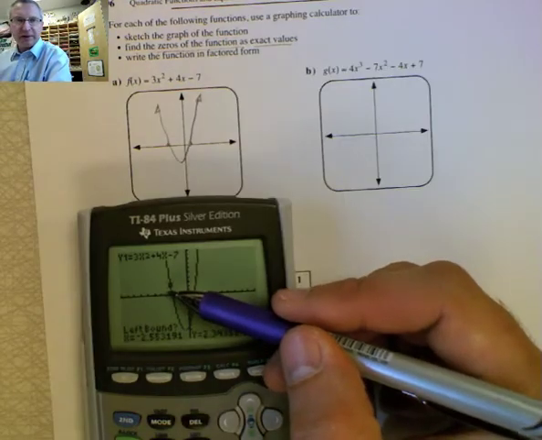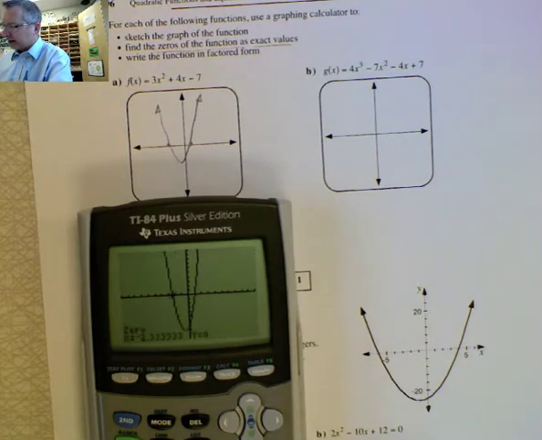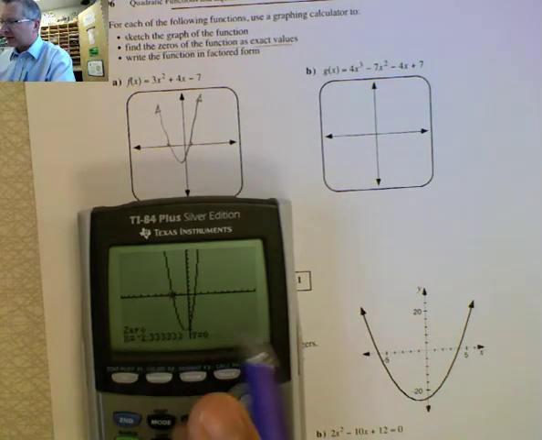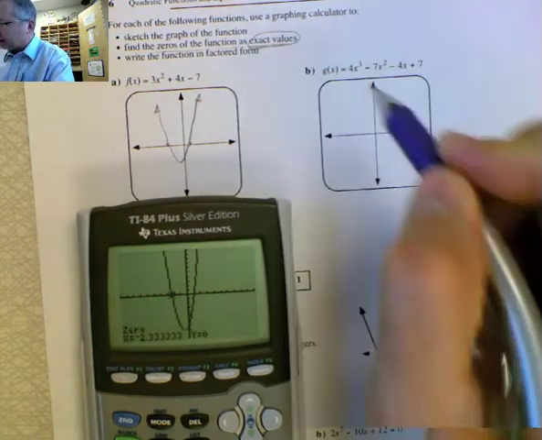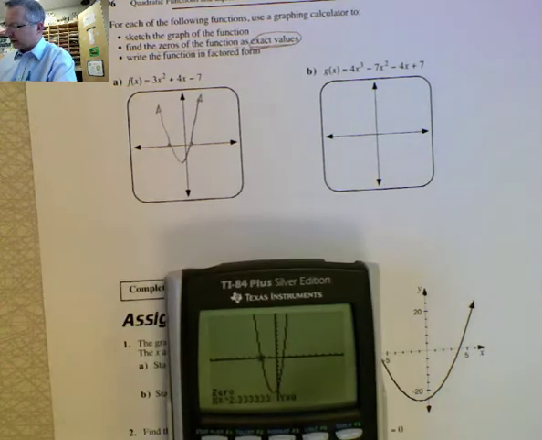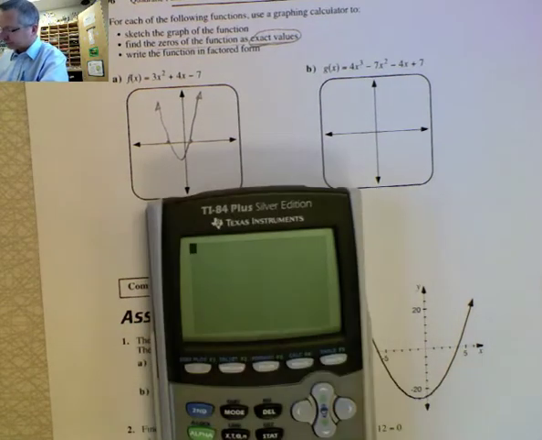I'm going to move above my x-intercept and hit enter. Right bound, I'm going to be below my x-intercept and hit enter. And I'm going to see that the x-intercept is negative 2.3 repeating, but that is not an exact value. That is a decimal. So what we need to do quickly is take our calculator and convert that to a fraction.